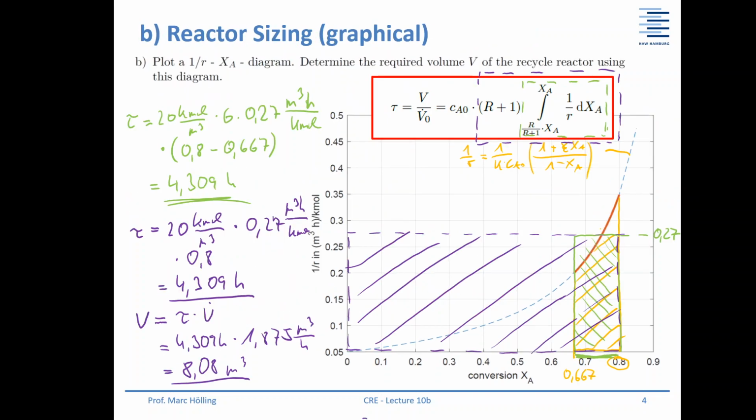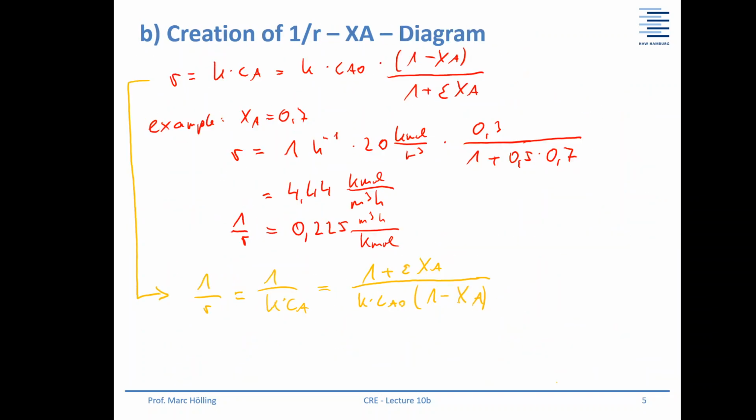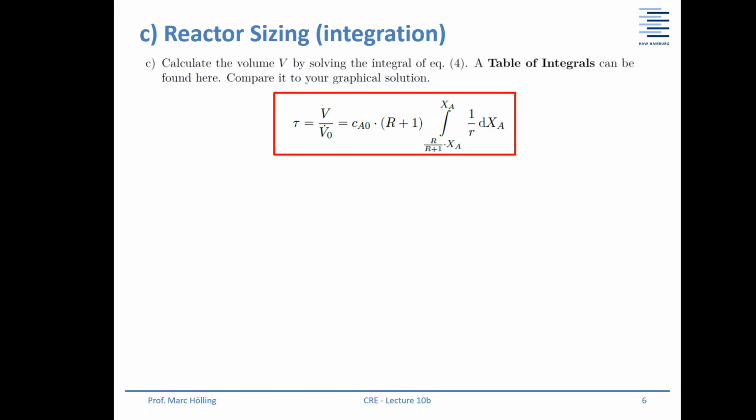Now, it's on the next slide. Okay, the next one was: calculate the volume V by solving the integral of equation 8. A table of integrals can be found here. Compare it to your graphical solution. Okay, what we need to do now is insert here the expression for our 1 over r.